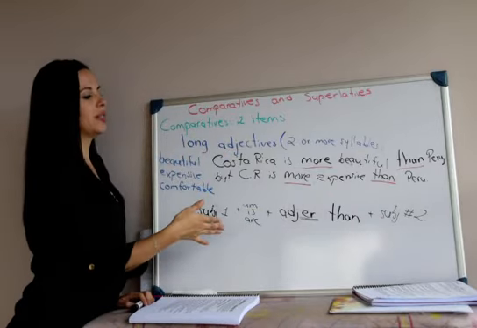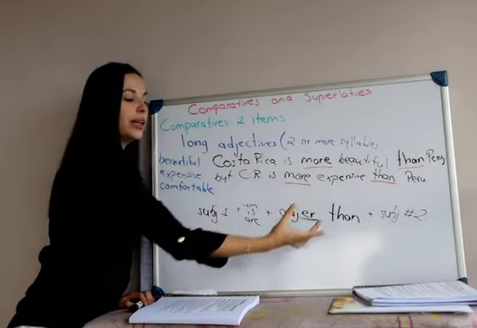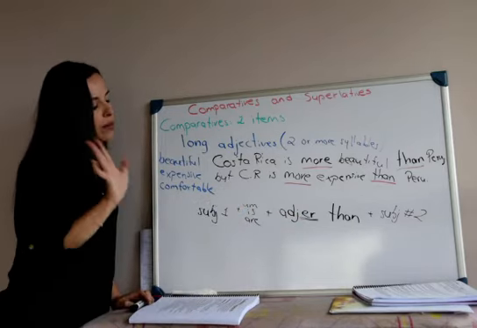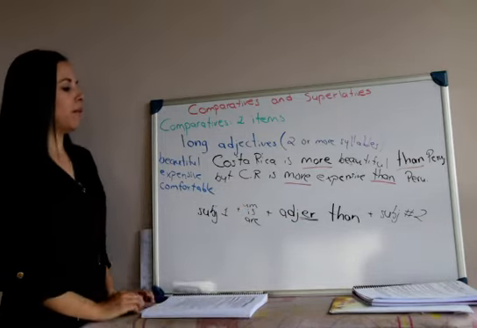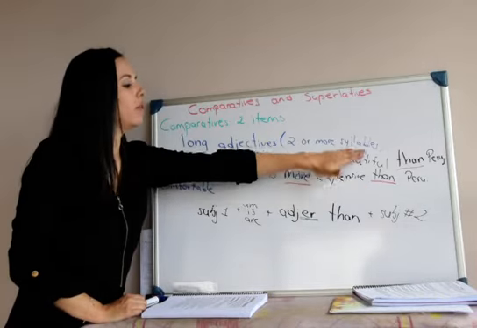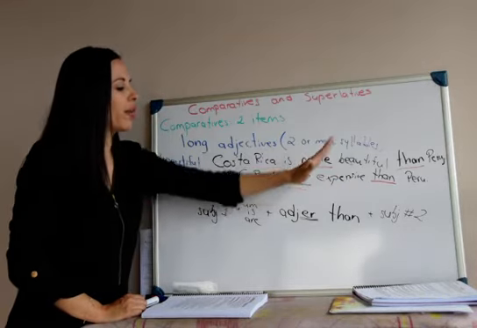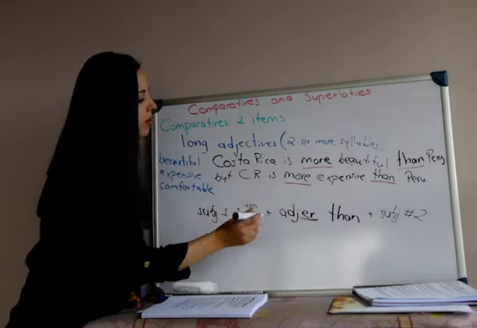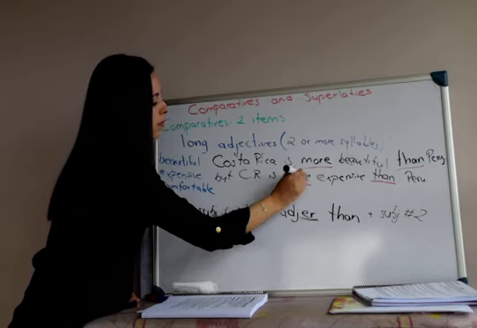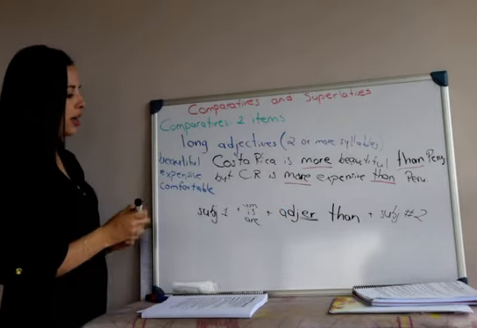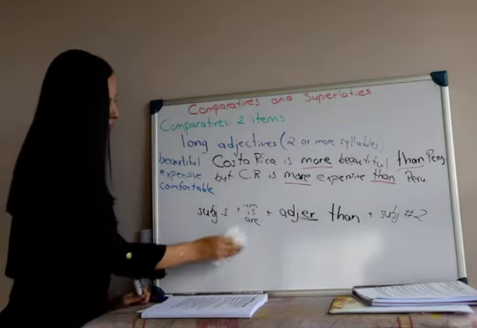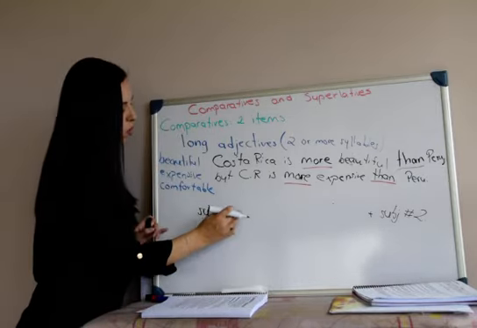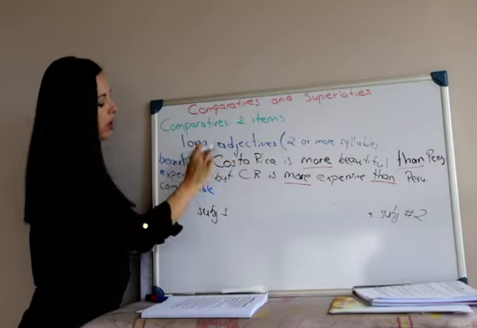What is the meaning of this in Spanish? Costa Rica es más bonita que Perú, pero Costa Rica es más cara que Perú. I don't know if this is true, I'm just giving you an example. But you see that when we have long adjectives, we use more than, more than. This looks like move. More.